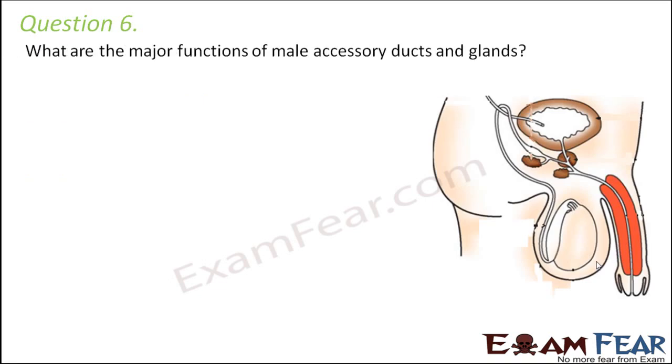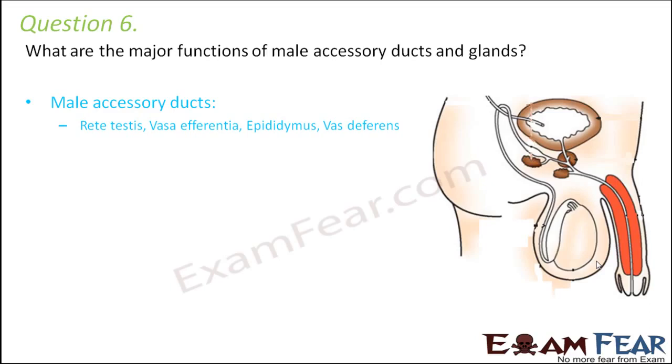Question number 6. What are the major functions of the male accessory ducts and glands? If you talk about the reproductive glands, their main purpose is to give some secretions, and those secretions help the sperms to move. So it makes the mobility of sperms easier. And what about the male accessory ducts? These ducts also help in the transportation of the sperms. So what are the male accessory ducts present in the human male reproductive system? They are the rete testis, vasa efferentia, epididymis, and vas deferens.